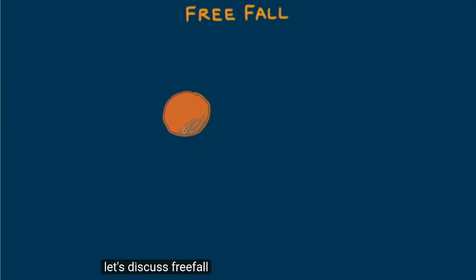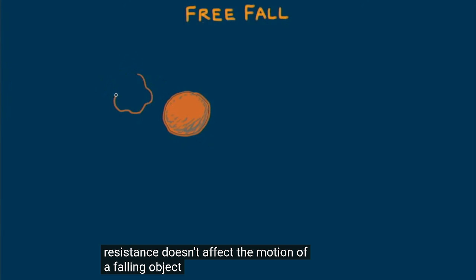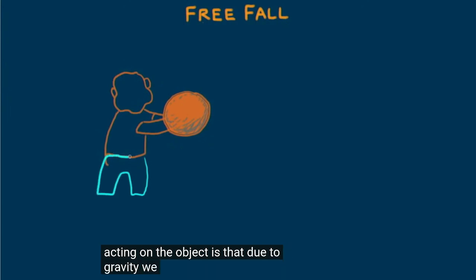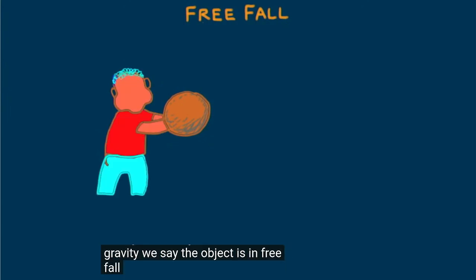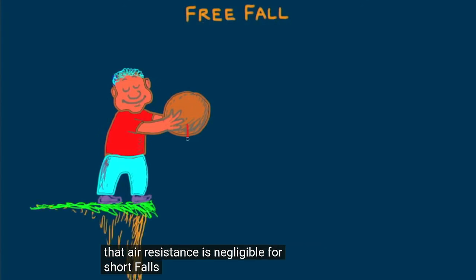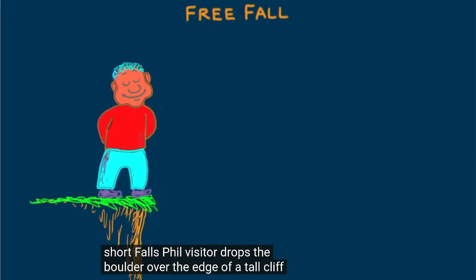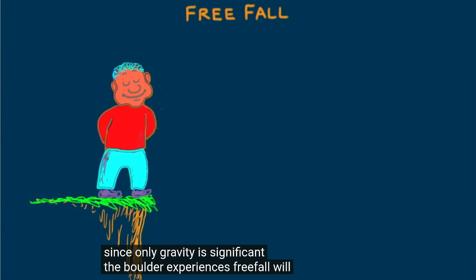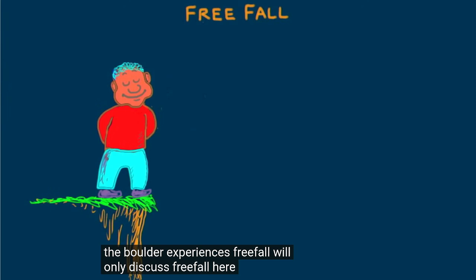Let's discuss free fall. When air resistance doesn't affect the motion of a falling object, when the only force acting on the object is that due to gravity, we say the object is in free fall. Here we have a boulder, heavy enough that air resistance is negligible for short falls. Phil Physiker drops the boulder over the edge of a tall cliff. Since only gravity is significant, the boulder experiences free fall. We'll only discuss free fall here.